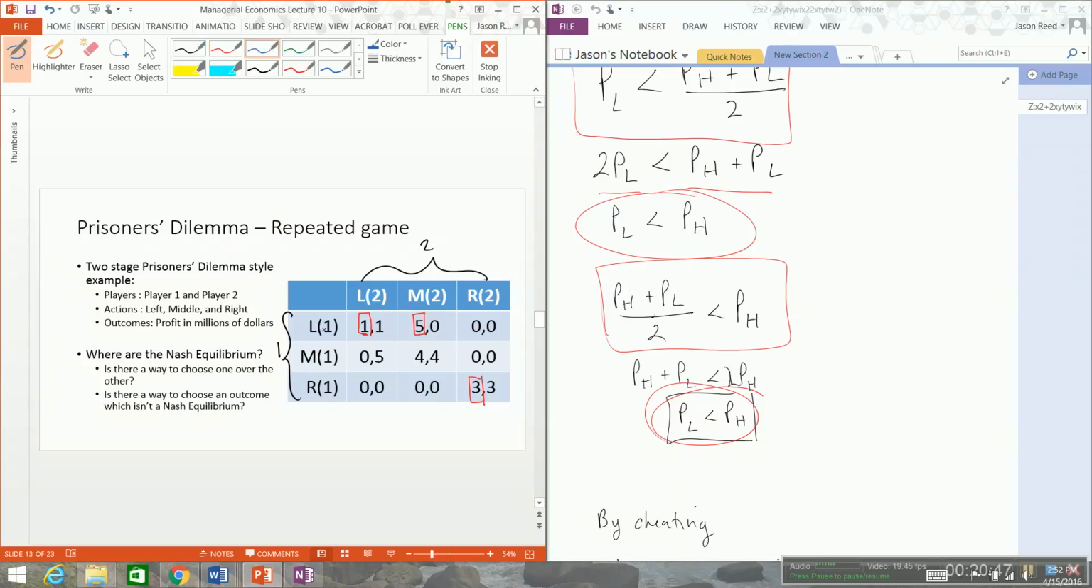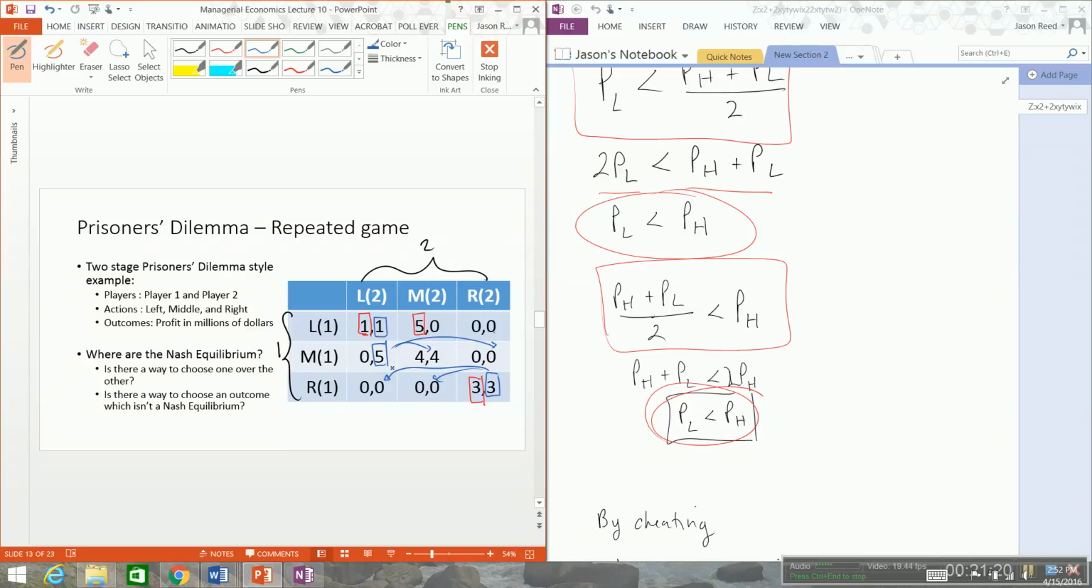If player 2 believes that player 1 is going to choose left, well then they're going to choose to play left because this 1 million is greater than this 0, which is greater than this 0 if they played right. And if player 2 believes player 1 is going to choose middle, they're also going to choose left because it's bigger than the 4, which is also bigger than the 0. And if player 2 believes that player 1 is going to choose right, well, they're also going to choose right because they believe that this 3 is bigger than this 0, and it is also bigger than this 0.